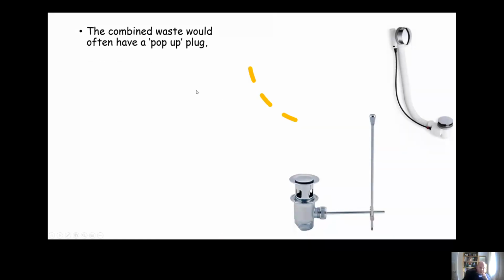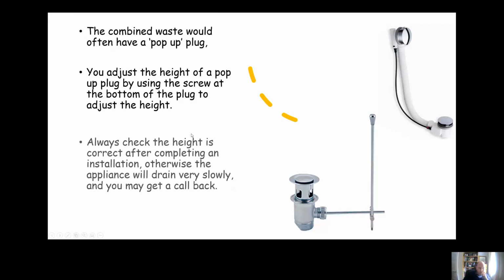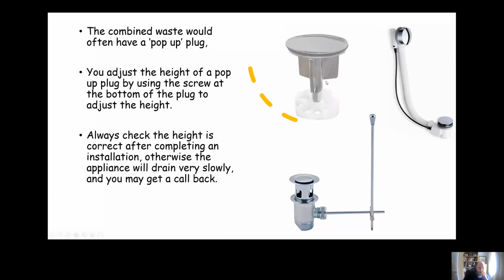Combined waste sometimes will have a pop-up plug. You can adjust the height of the pop-up plug by using the screw at the bottom of the pop-up. So obviously check the height's correct after completing the installation, because if it's not set correctly, the appliance either won't seal or it will drain very slowly, and you might get a call back with people thinking that it's been blocked.